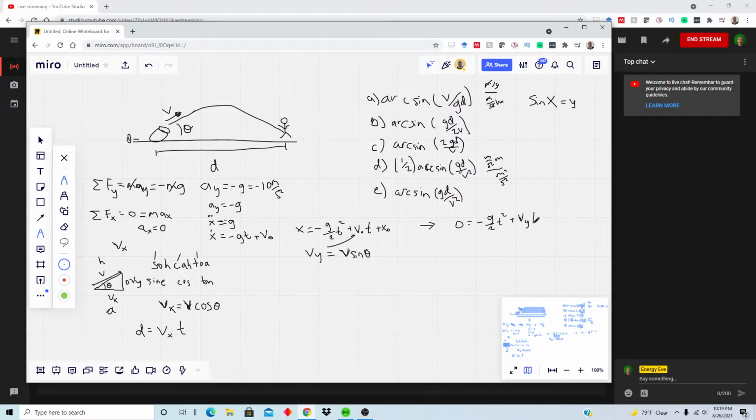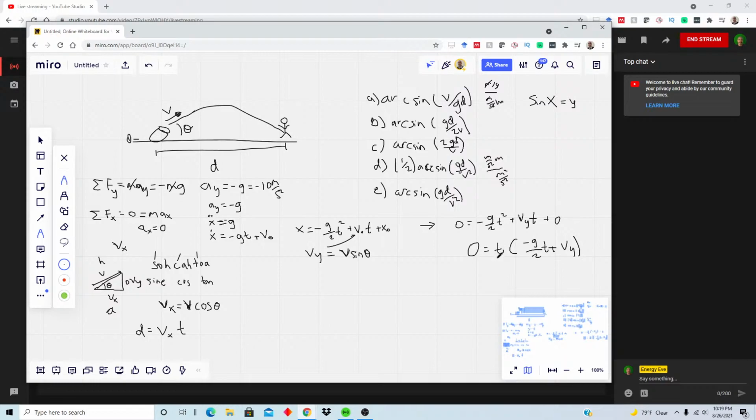Vy times t. And so the starting position is 0, and the final position is 0. In order to solve for this, you can factor out the t, and we get (g over 2)t plus Vy. So what you see is that either this can be 0 or this whole thing could be 0 in order to make this true.